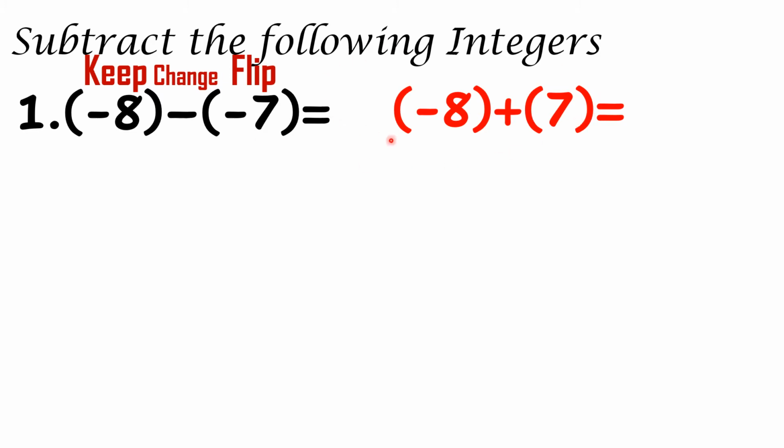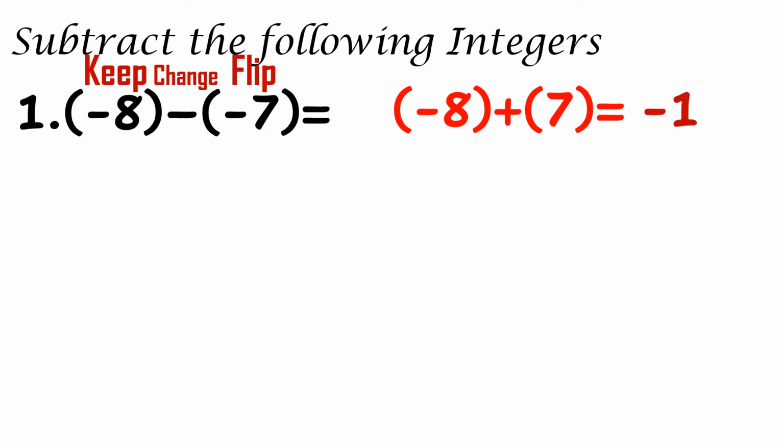So, babalik tayo doon sa rule ng addition. So, negative and positive, different sign subtract. So, 8 minus 7 is equal to 1, then keep the sign of the bigger number. So, negative, the answer is negative 1.